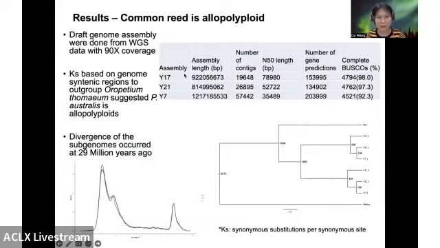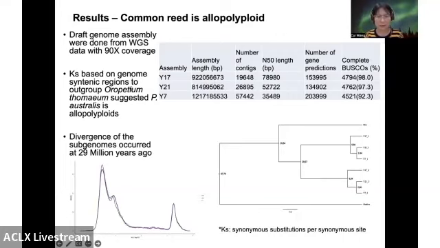We assembled these draft genomes, and all 3 genomes have good BUSCO scores, meaning they are quite complete. So Y17, the native North American lineage, has 922 megabase pairs. The Mediterranean lineage has a genome size of 840 megabase pairs, and the Gulf Coast US lineage has 1.2 gigabase pairs.